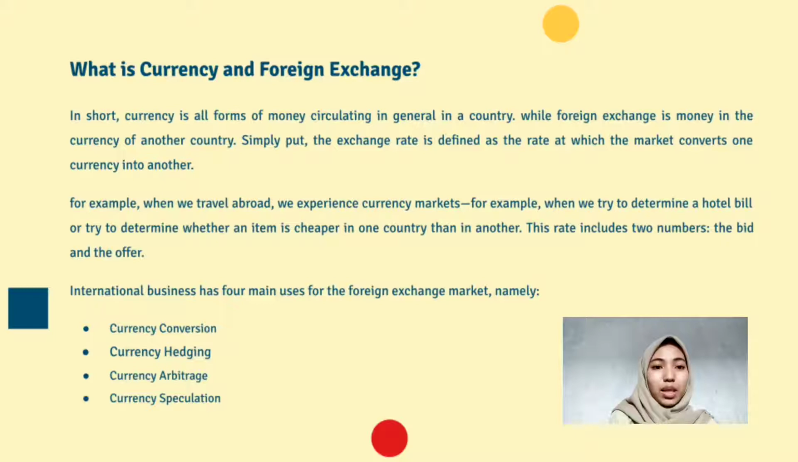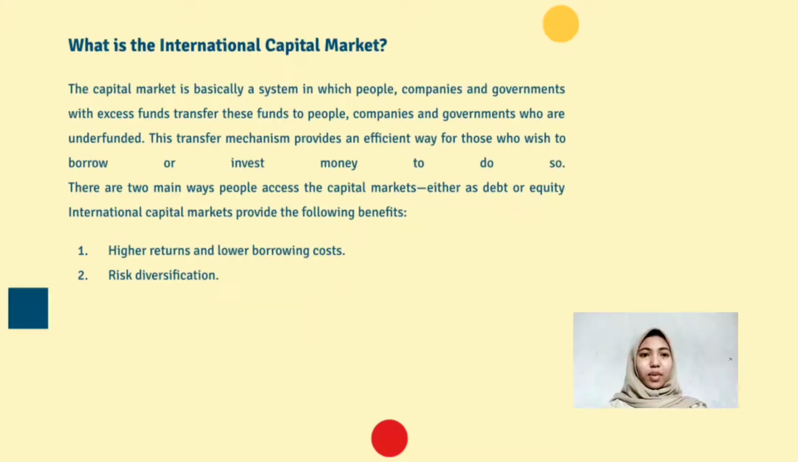International business has four main uses for the foreign exchange market, namely, first, currency conversion, second, currency hedging, third, currency arbitrage, and last, currency speculation.